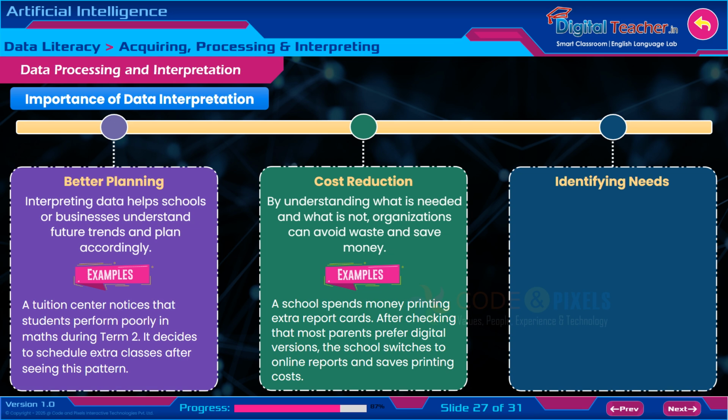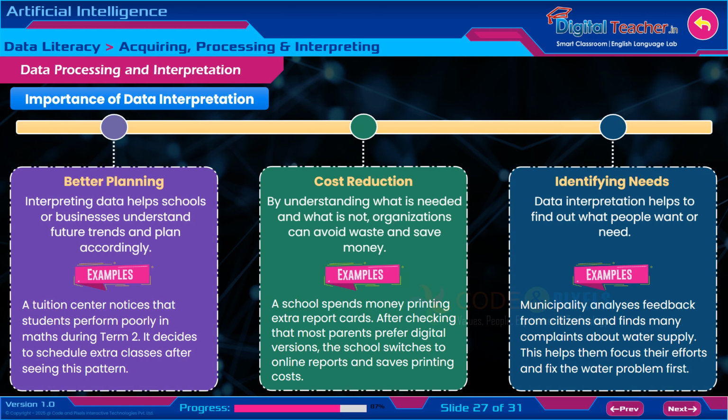Identifying needs. Data interpretation helps to find out what people want or need. Example: municipality analyzes feedback from citizens and finds many complaints about water supply. This helps them focus their efforts and fix the water problem first.